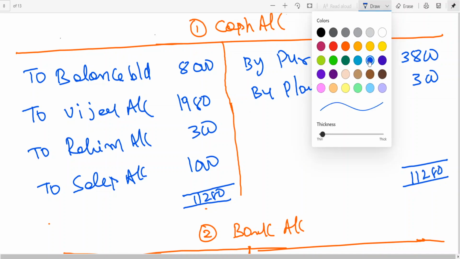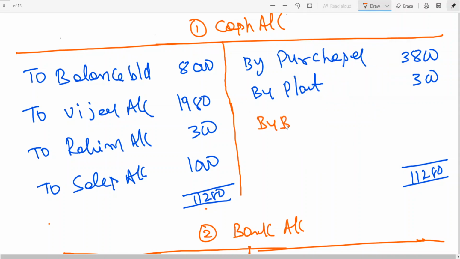Since the debit side is showing more, the difference I am putting on the credit side. Whenever you are putting it on the credit side, you need to use the term carry down. If the debit side is more, by balance carry down. If the credit side is more, we write to balance carry down. So 11,280 minus 4,100. What is the balance? 7,180.